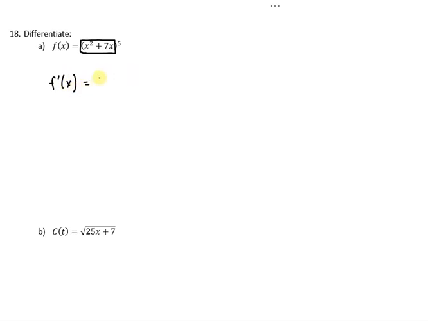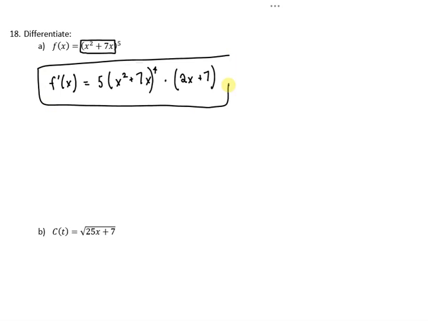First I differentiate around the box, so I've got 5 times x squared plus 7x to the 4. I just treated it like it was a plain x in there. Now I need to multiply by the derivative of the box. So the derivative of x squared is 2x. The derivative of 7x is 7. I'm not going to simplify. I'm just going to stop.